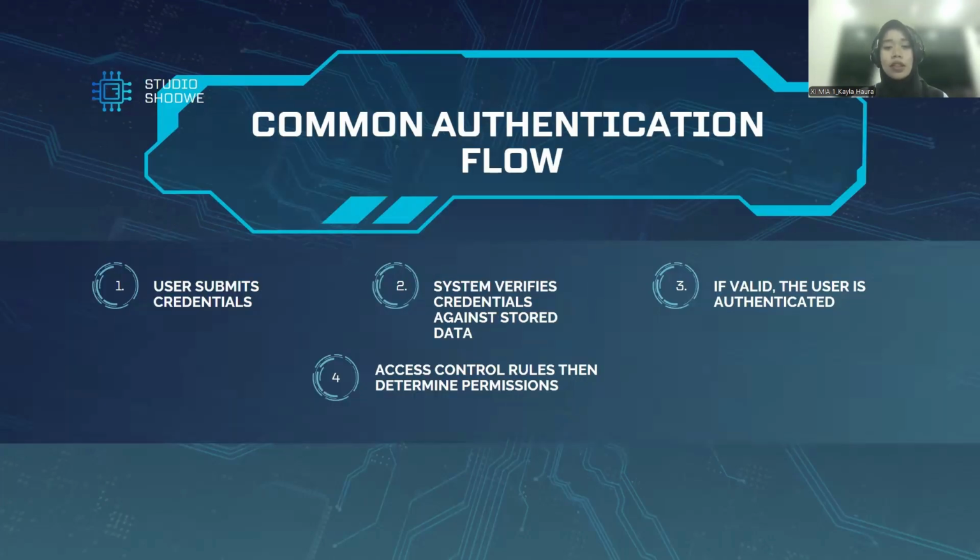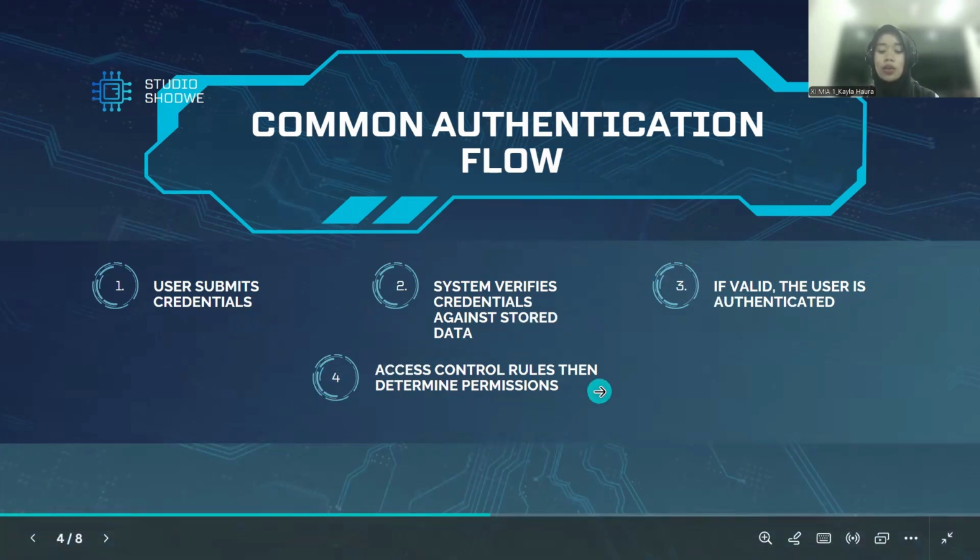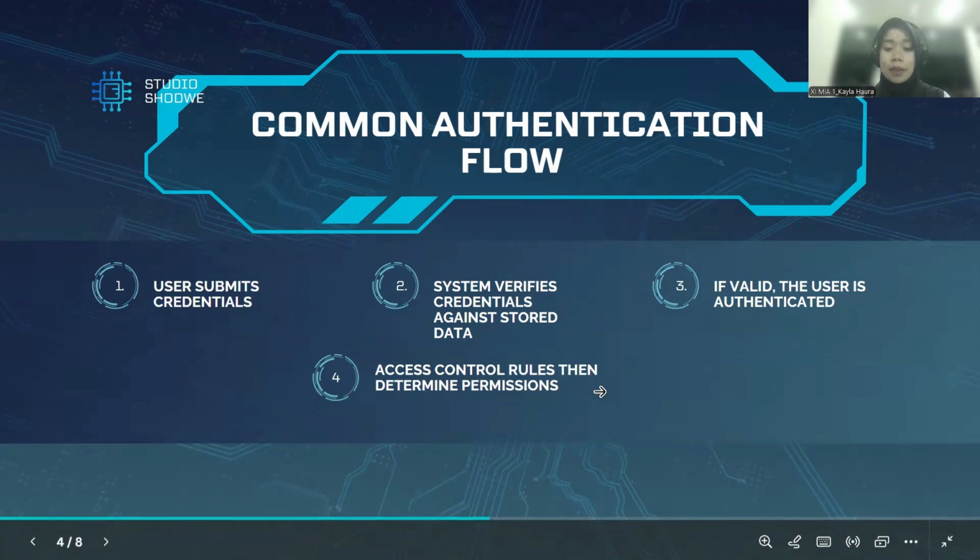Next, common authentication flow. First, the user submits credentials. The second, the system verifies the credentials against stored data. And then the third, if valid, the user is authenticated. And the last one, access control rules then determine permissions.